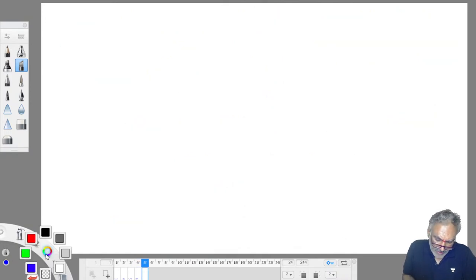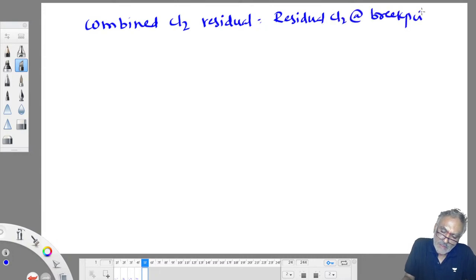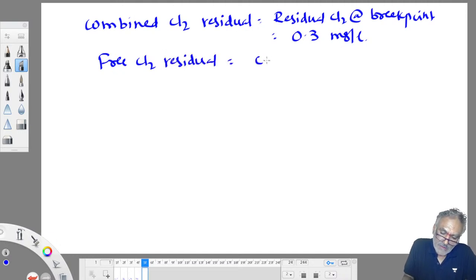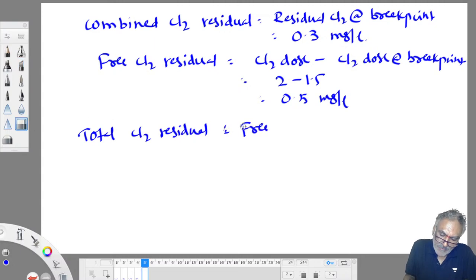So therefore, combined chlorine residual is equal to the residual chlorine at break point, which is given as 0.3 milligram per liter. Free chlorine residual is equal to the chlorine dose added to water minus the chlorine dose at break point. I wrote all these points already. So it is 2 minus 1.5, 0.5 milligram per liter. Therefore, total chlorine residual is equal to combined chlorine residual plus free chlorine residual.